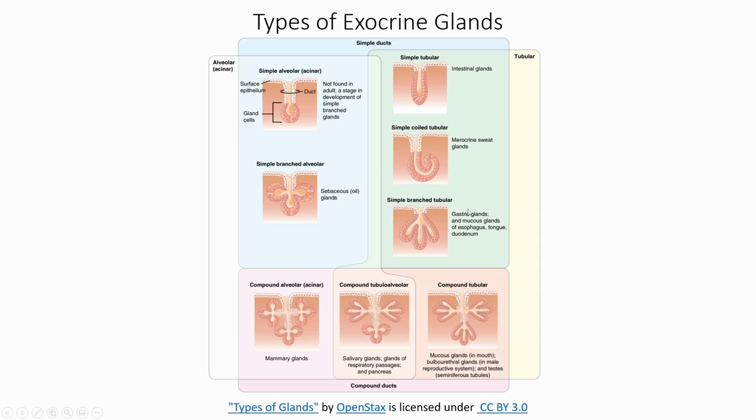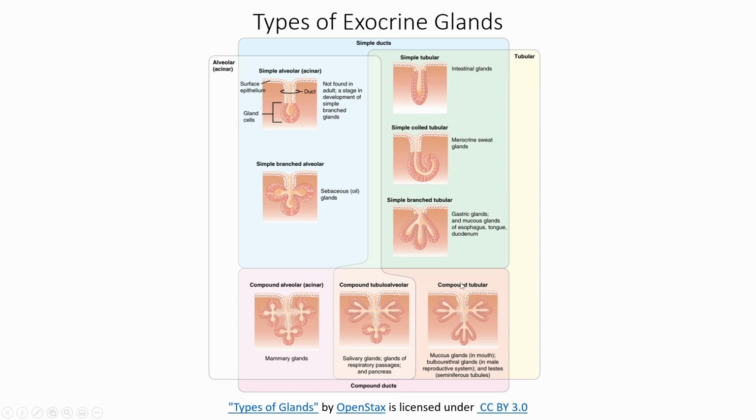Simple branched tubular, so we find this in the gastric glands, like in your stomach, and the mucus glands that are in your esophagus. We also find them in your tongue, so you think saliva, and then your duodenum, which is that first part after your stomach, the first part of your small intestines right after your stomach.